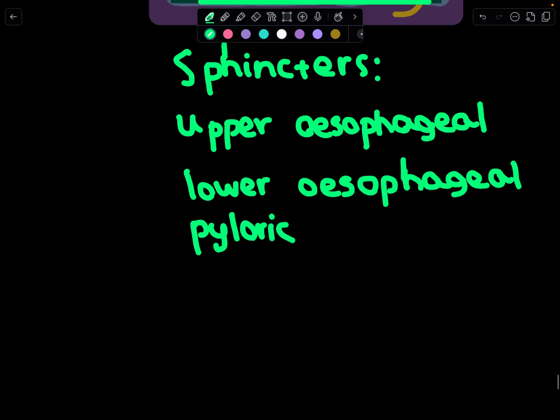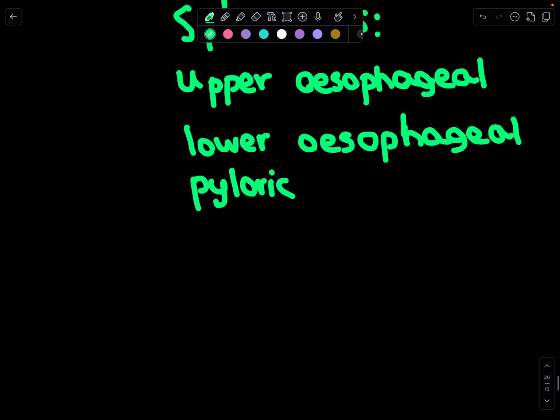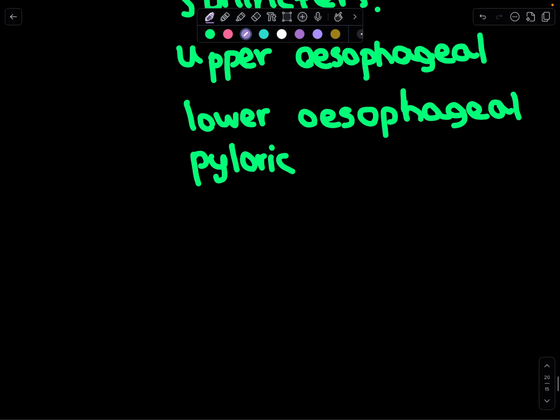So what are the layers of the gastrointestinal wall and how do they relate? Why are they important to understand in order for us to understand the GI tract motility?